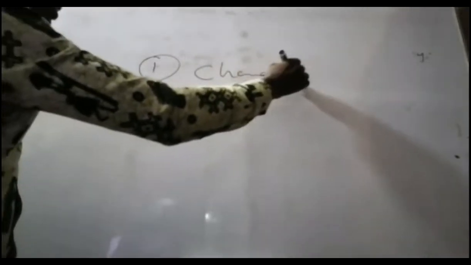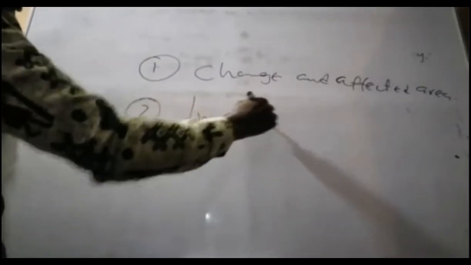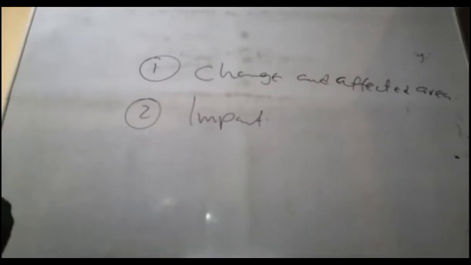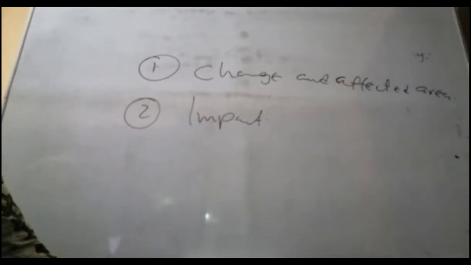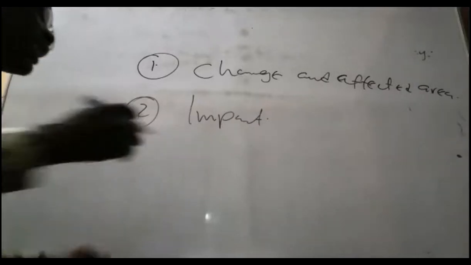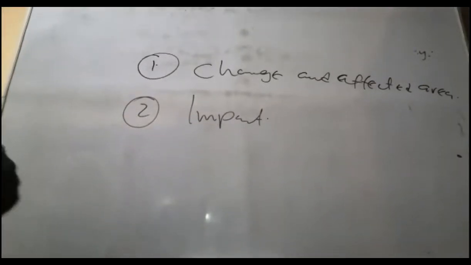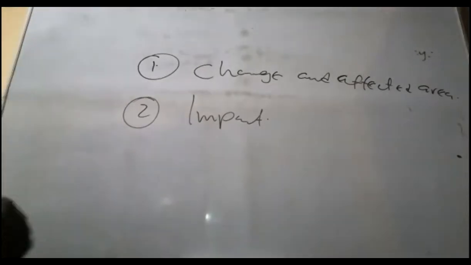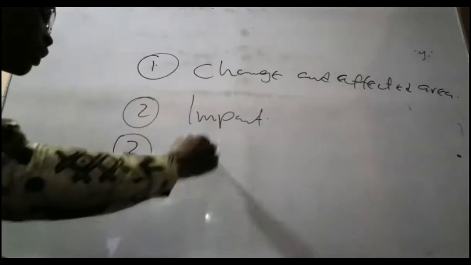Step one, identify the change and affected area. So step one, the change, and what? Affected area. Step two, the impact, very important. The change has caused the profit to be overstated or understated, so that I'll know. They are saying to determine the impact. Will it cause the profit to be overstated or understated, or overstatement of the expense? Then finally, the accounting treatment. That's all.